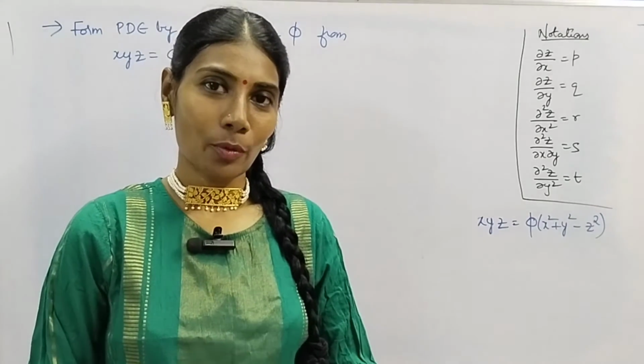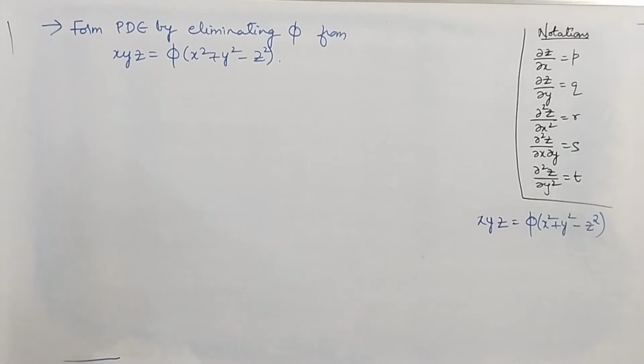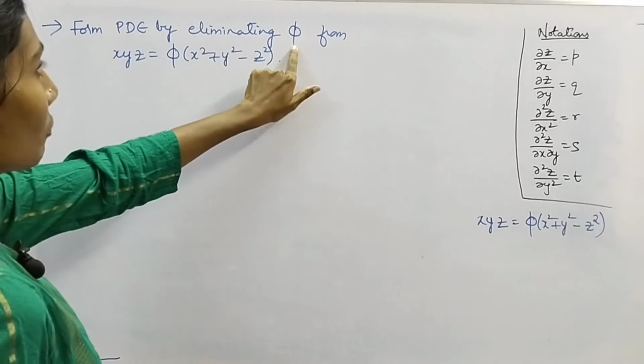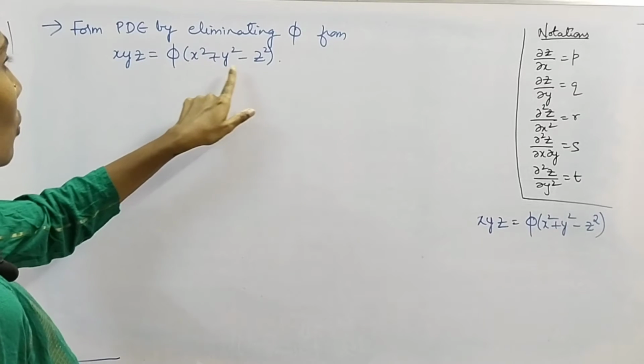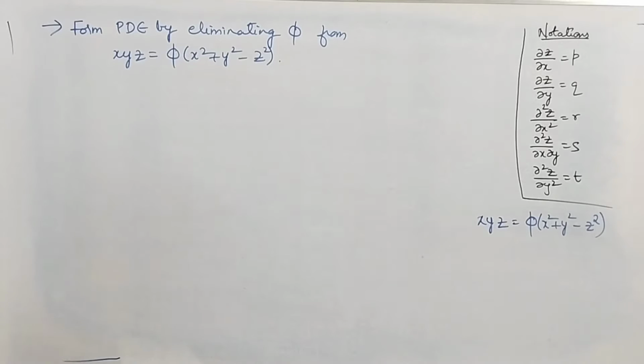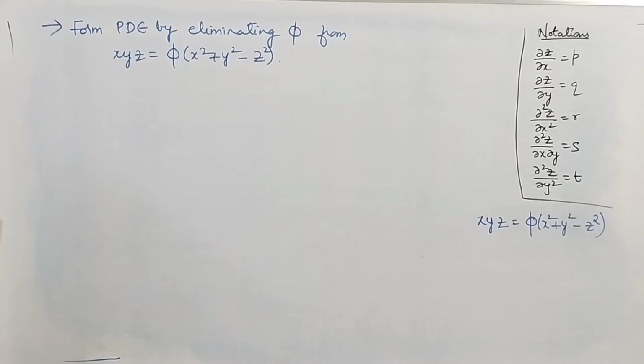In this video, we're going to see a problem from partial differential equations. So let's get going. Problem: form a partial differential equation by eliminating phi from xyz equal to phi of x square plus y square minus z square. So we are asked to form a partial differential equation by eliminating this phi, an arbitrary function, from this equation or relation.